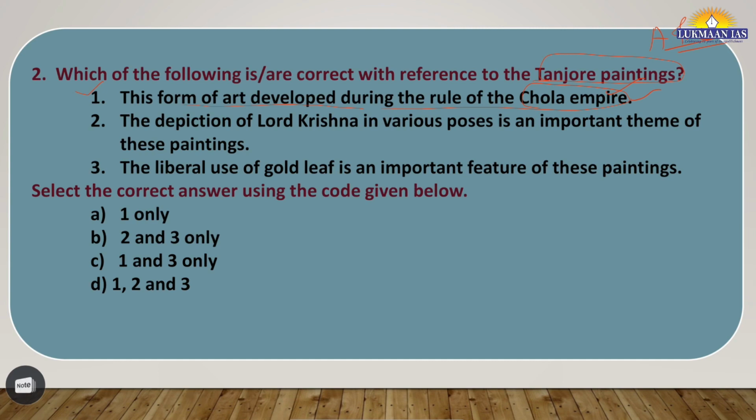Now, some of the important characteristic features, like depiction of Lord Krishna in various poses, is an important theme. So yes, the majority of the themes are mythological. You can see that the majority of the paintings use mythological depiction. Here Lord Krishna and his various life events are depicted, this is correct. Liberal use of gold leaf is an important feature of these paintings, this is also true, and because of this it makes it unique also.